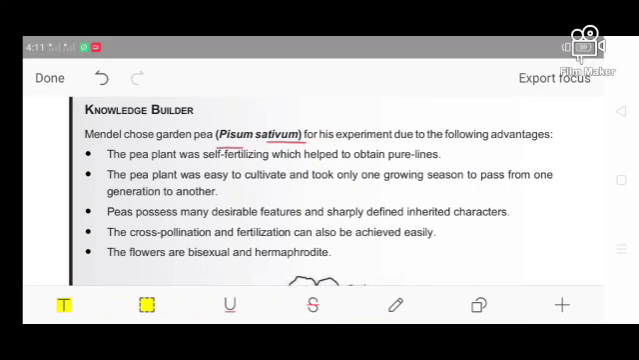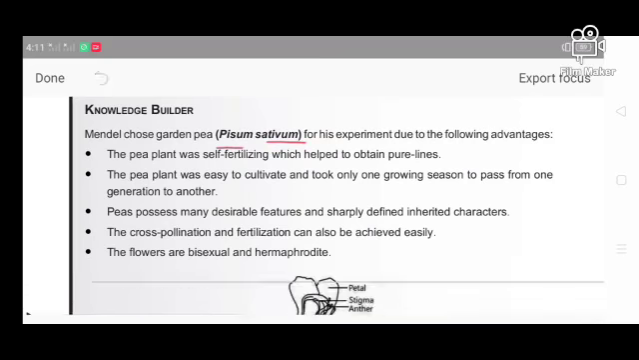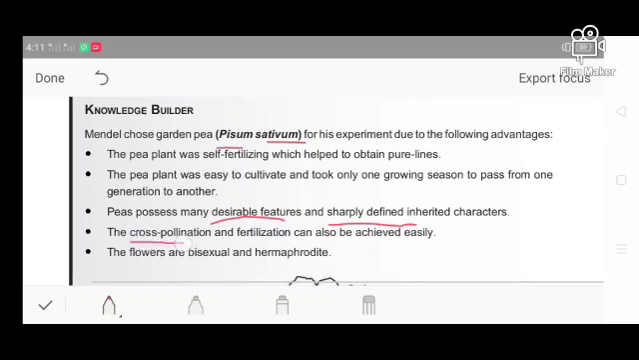After that, pea plants are very easy to cultivate. The next point is that the pea plant possesses very desirable features and sharply defined inherited characters. After that, cross-pollination and fertilization can also be achieved very easily. So, my dear friends, cross-pollination and fertilization are done by very easy methods.